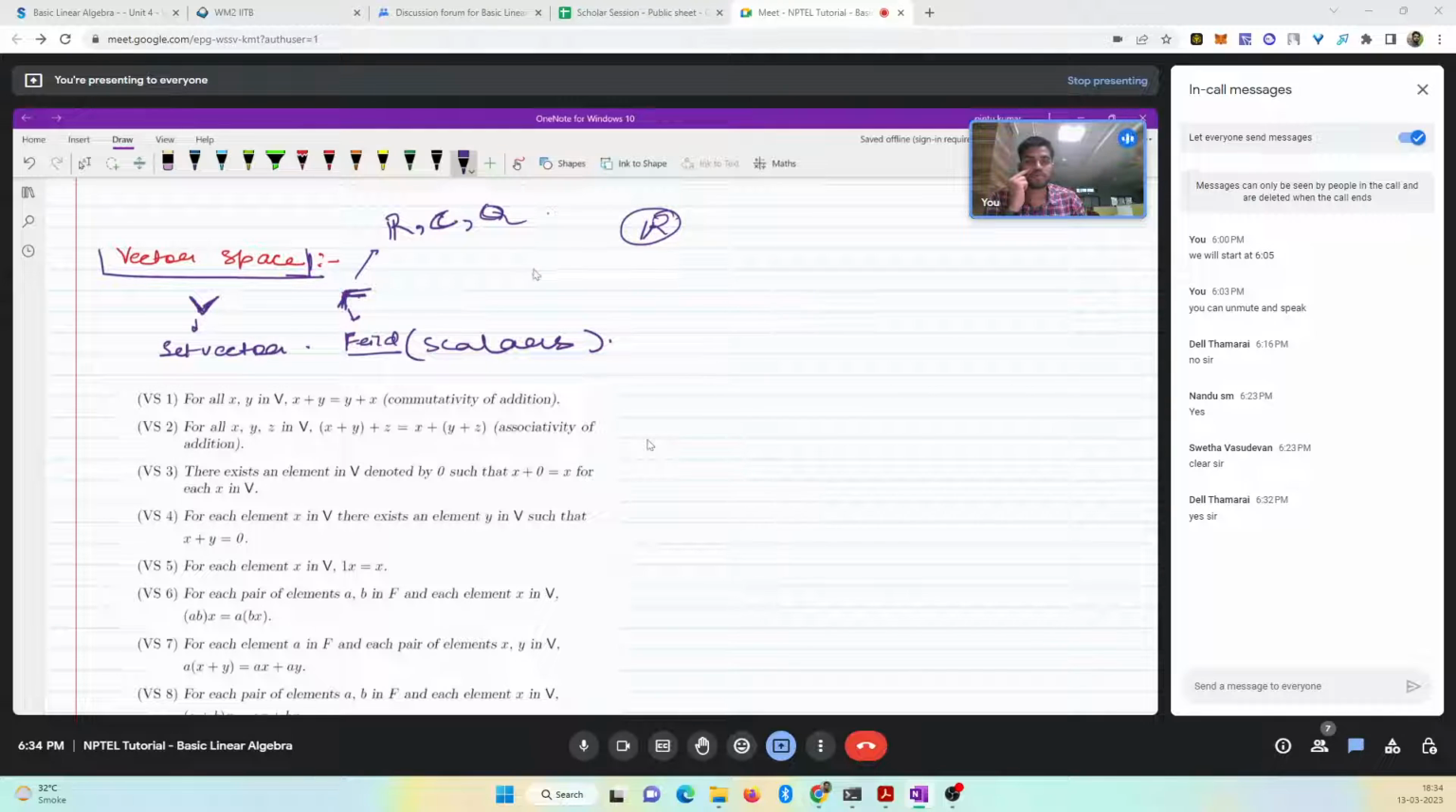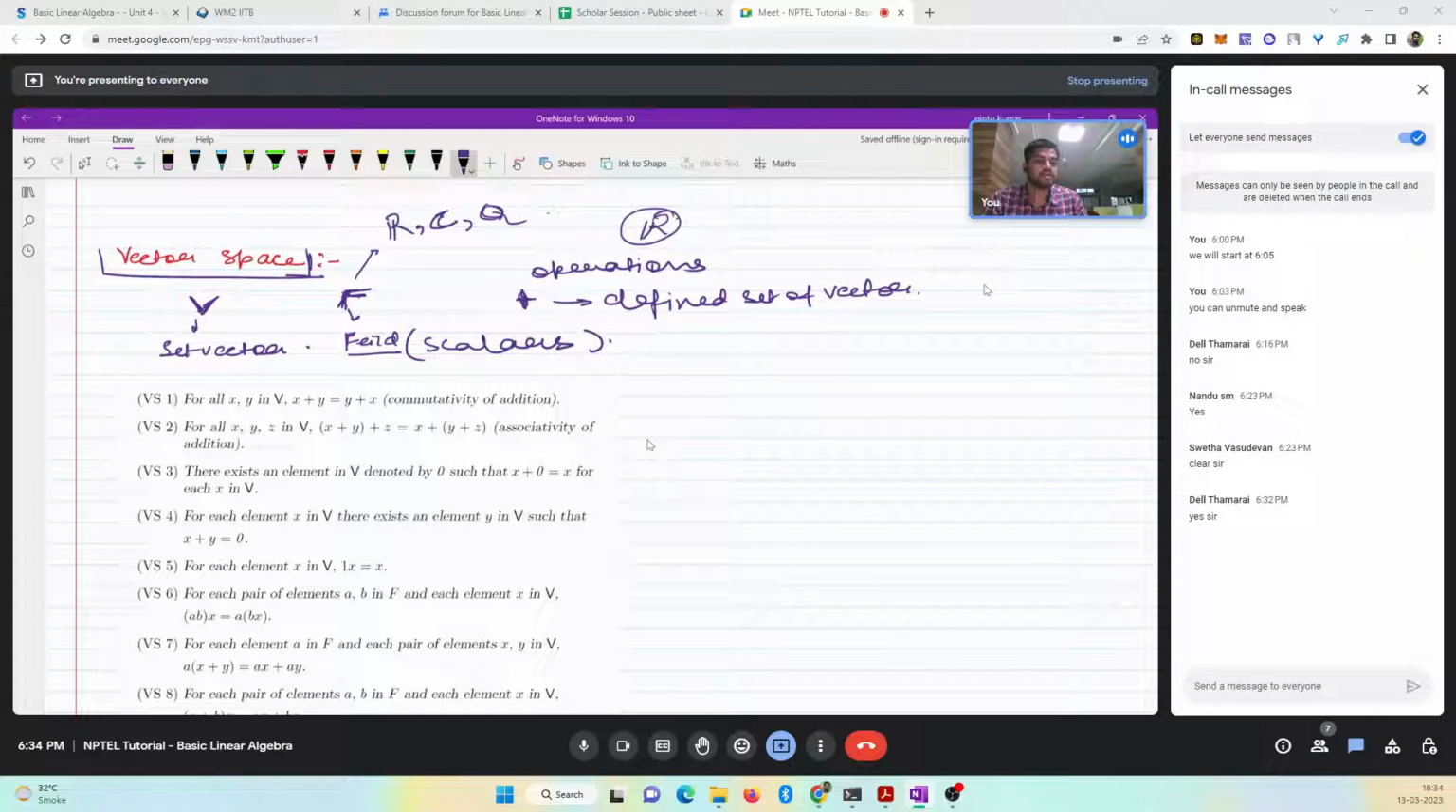The next 2 ingredients are your operations. You need 2 operations. First is your addition operation, which is defined on the set of vectors. So you should know how you can add 2 vectors. This is the first thing.